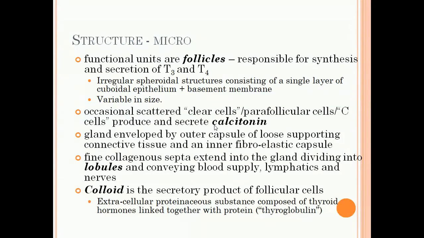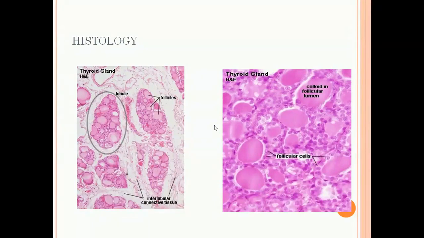The colloid, which is the secretory product of the follicular cells, is a proteinaceous substance composed of thyroid hormone linked together with a protein called thyroglobulin. So when the hormone is tagged with a protein, we call it thyroglobulin. The globulin is the protein which is getting attached with the thyroid hormone, and it is a colloid secretory product of all the follicular cells.